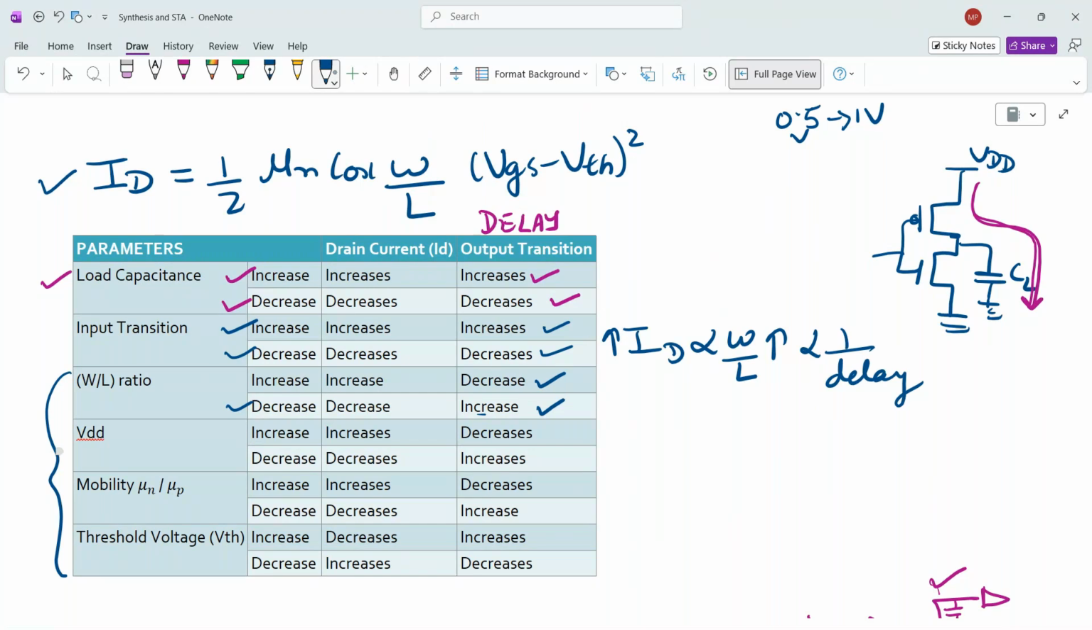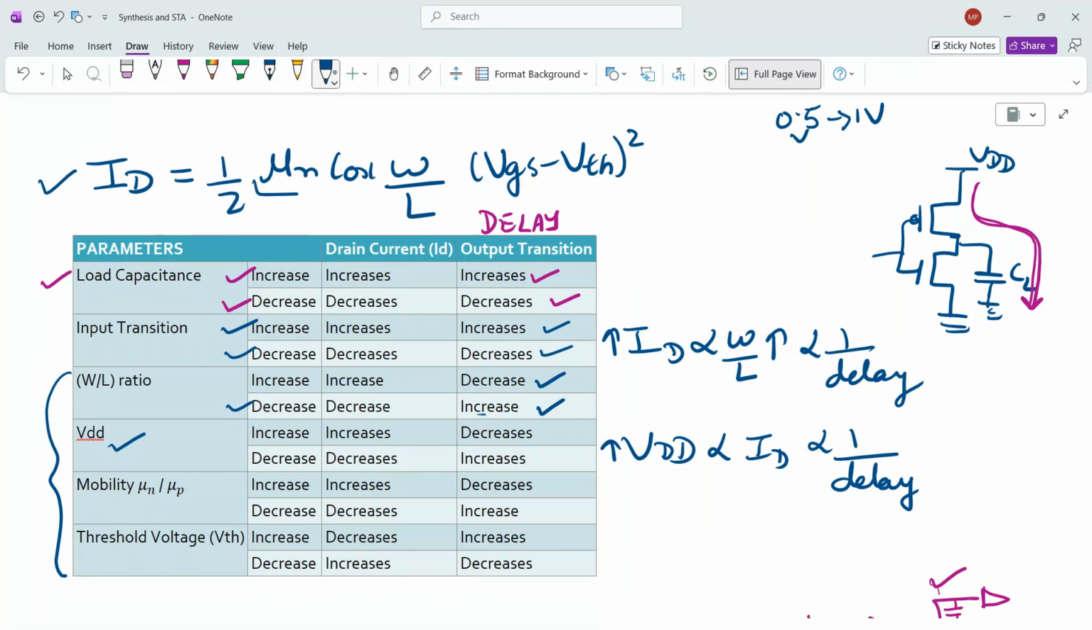Correct? If I decrease the W by L ratio, the delay will increase because ID is decreasing. Same goes with VDD, as I've already told you. If we are providing more VDD, VDD is directly proportional to ID, so ID will also be more. Correct? When ID is more, it is inversely proportional to the delay.